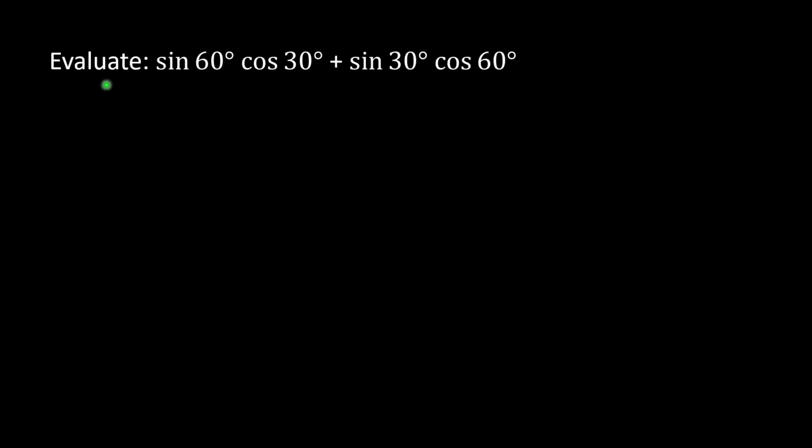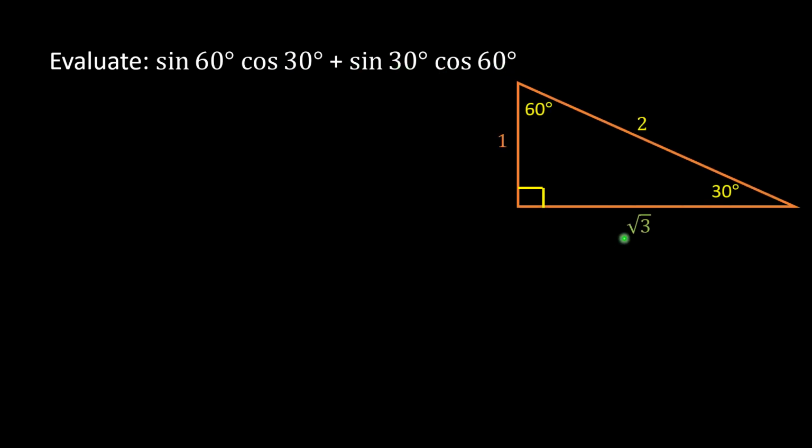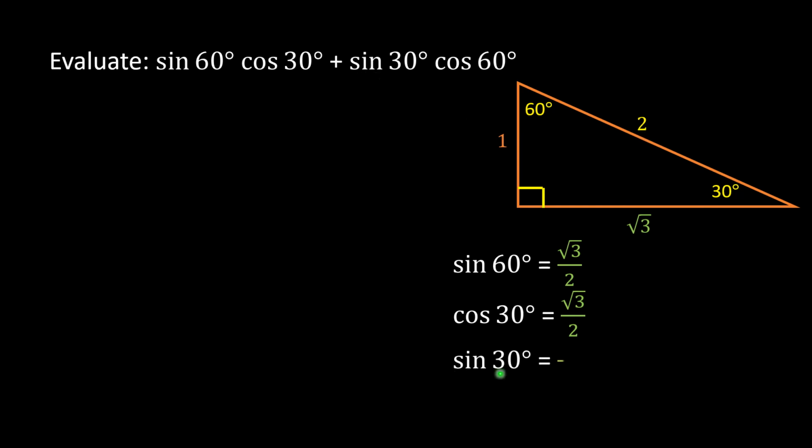We will use shortcut method to evaluate sine 60 cos 30 plus sine 30 cos 60. We will draw a 30 degree, 60 degree, 90 degree right triangle. We write side opposite to 30 degrees 1, side opposite to 60 degrees root 3 and hypotenuse 2. With the help of these three values, we will write sine 60 equals root 3 divided by 2. Cos 30 equals root 3 divided by 2. Sine 30 equals 1/2, and cos 60 equals 1/2.